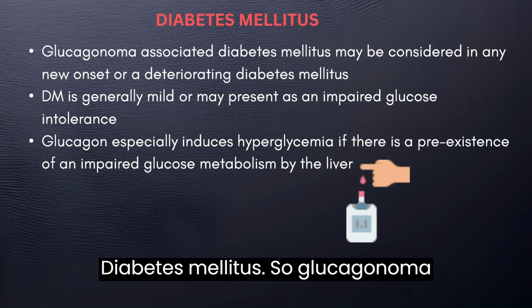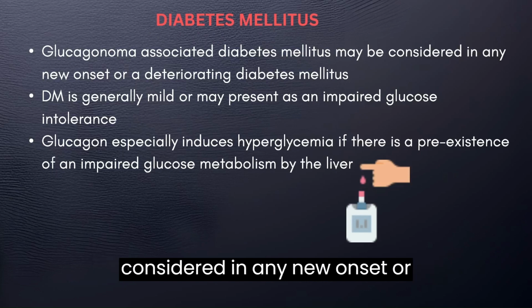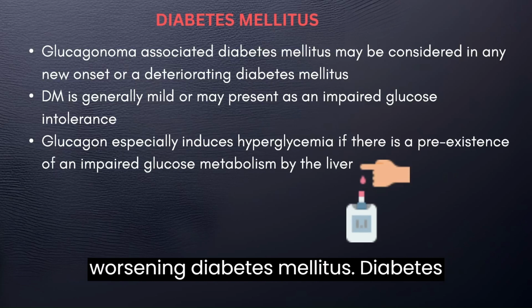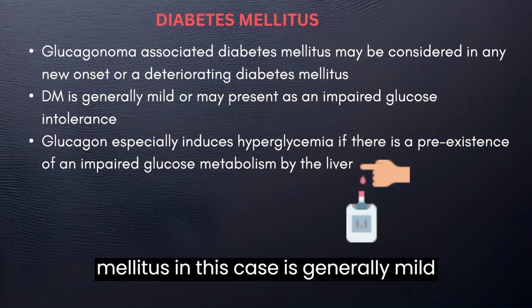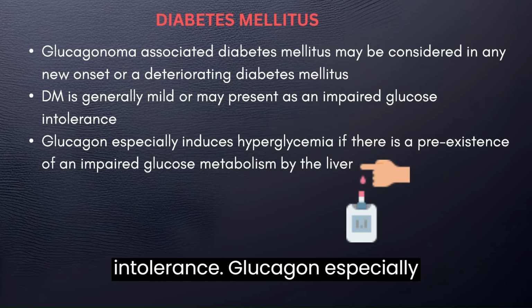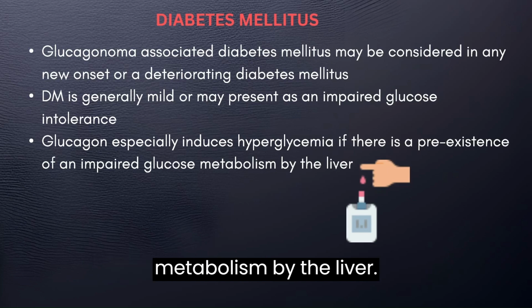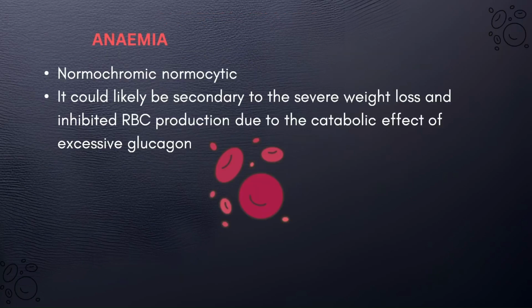Diabetes mellitus. So glucagonoma associated diabetes mellitus may be considered in any new onset or worsening diabetes mellitus. Diabetes mellitus in this case is generally mild or may present as an impaired glucose intolerance. Glucagon especially induces hyperglycemia if there is a pre-existence of an impaired glucose metabolism by the liver.